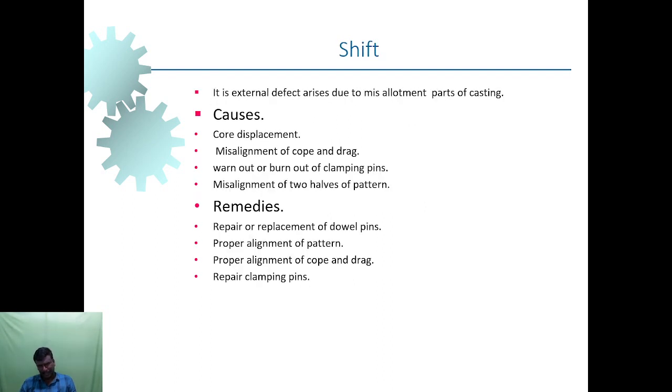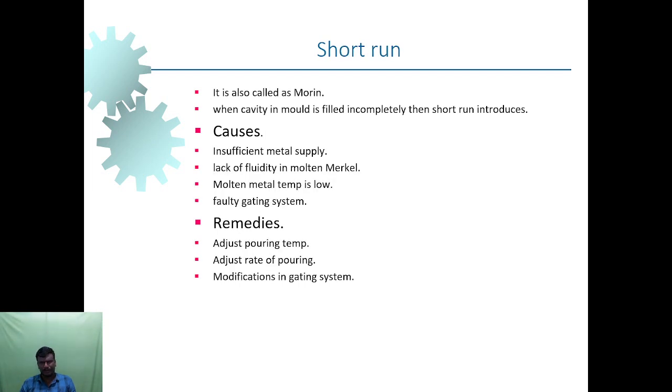Next, the shift. This external defect arises due to misalignment of parts of the casting. The causes of shift: core displacement, misalignment of cope and drag, wear and burnout of the clamping pins, and misalignment of two halves of patterns. Remedial actions: repair and replacement of dowel pins, proper alignment of patterns, proper alignment of cope and drag, and repair of clamping pins.